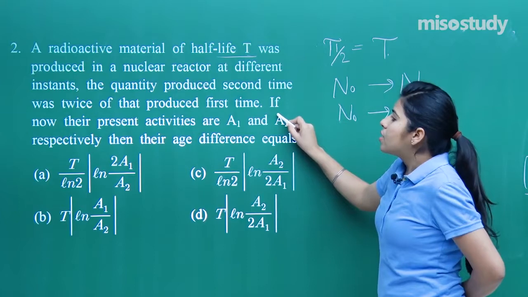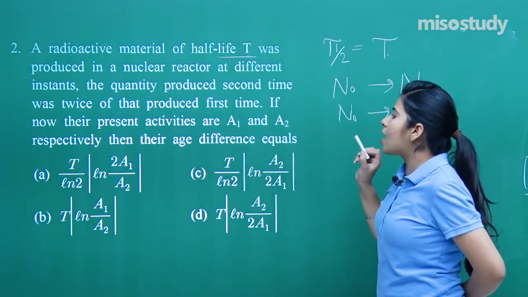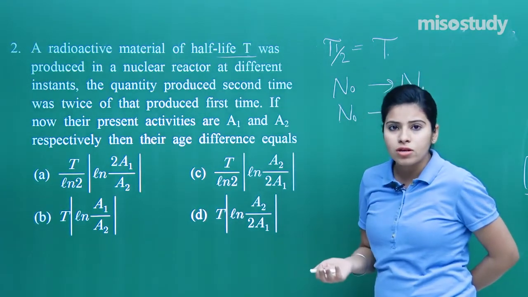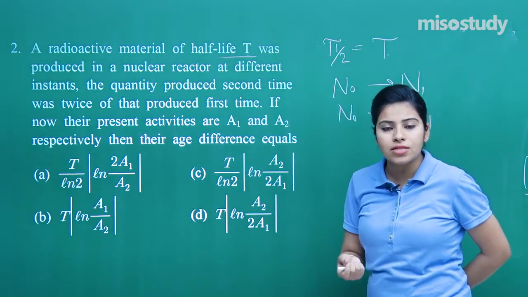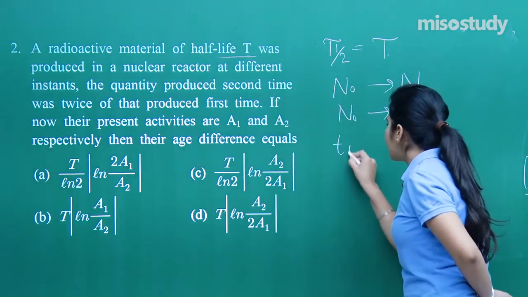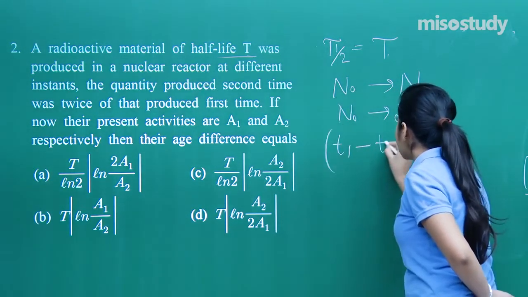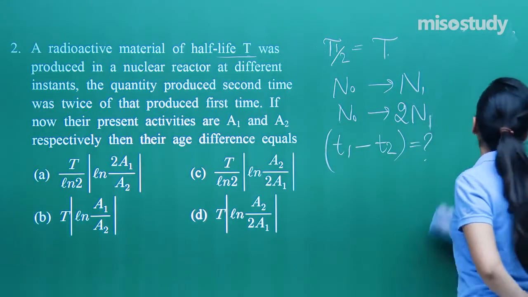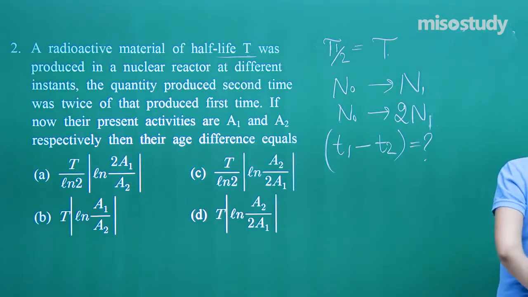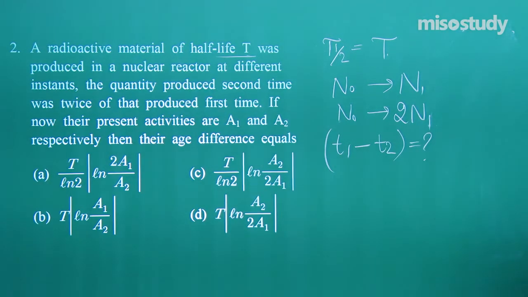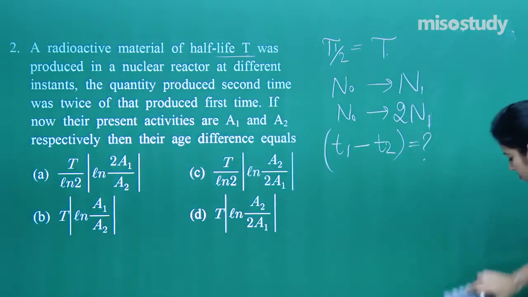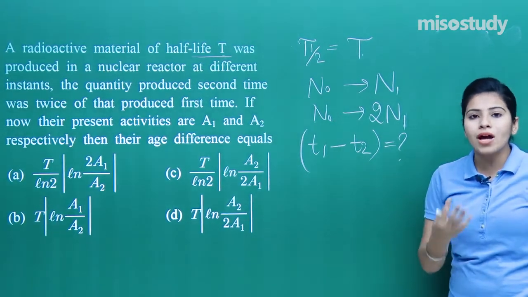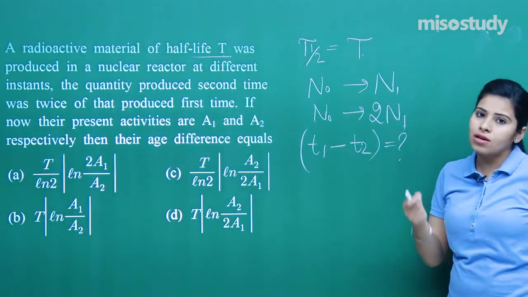Okay, so next, if their present activities are A1 and A2 respectively, then what will their age difference be? We have to find the age difference, and the age difference is T1 minus T2. This we have to find out in the question. So now let us begin with the values that have been given and get the accurate answer, because you and I are going to do it together. So bring out your calculators and solve with me.